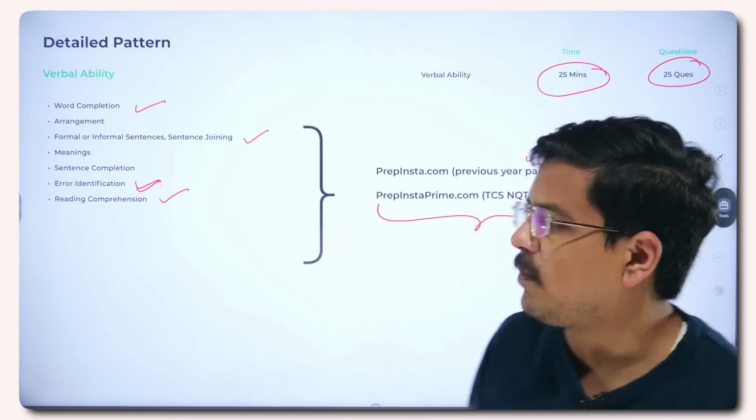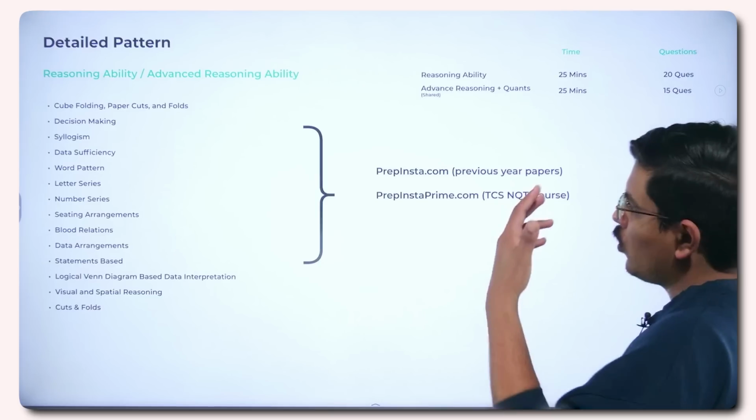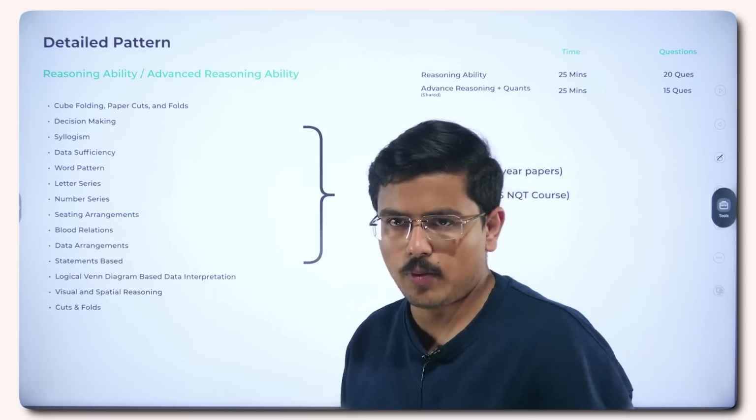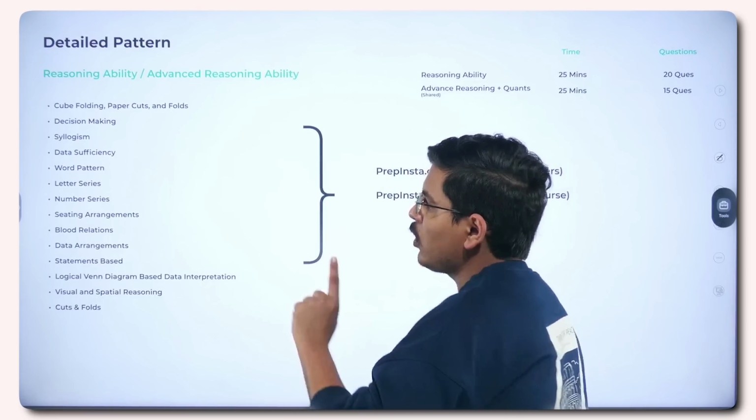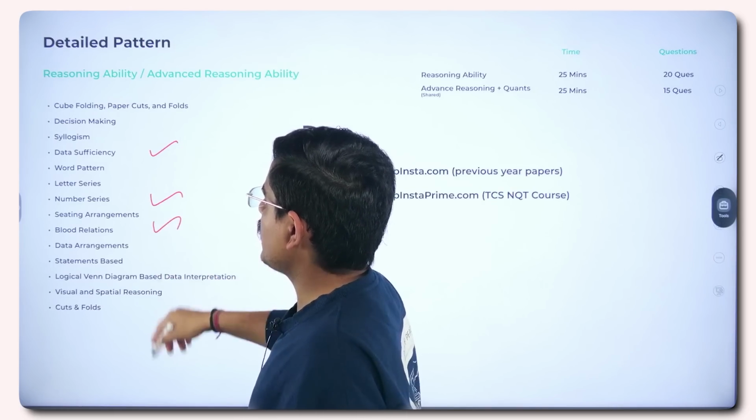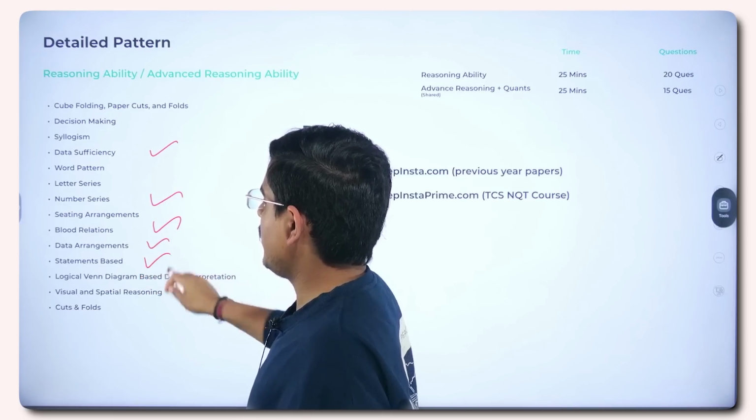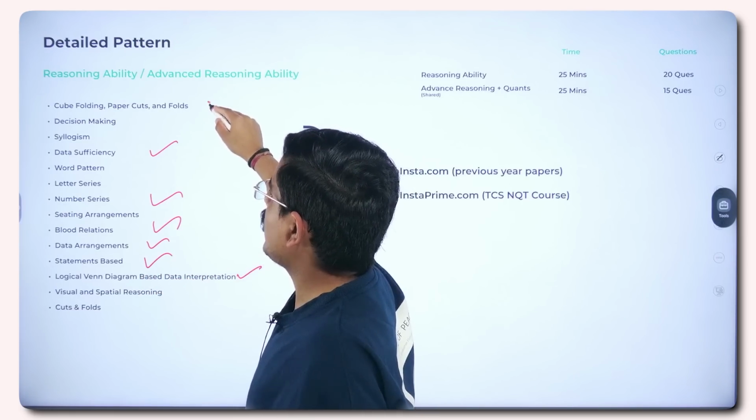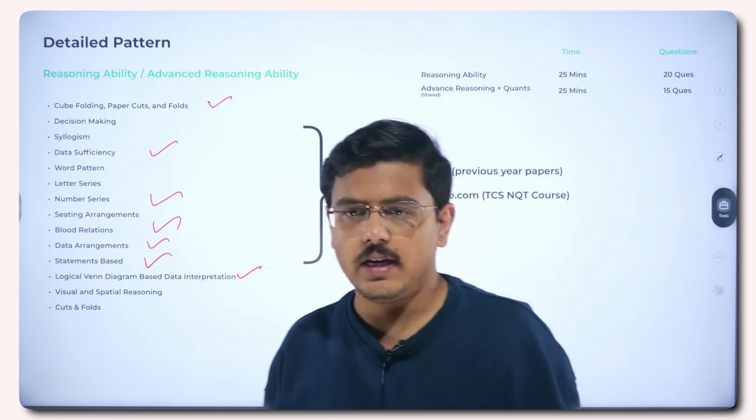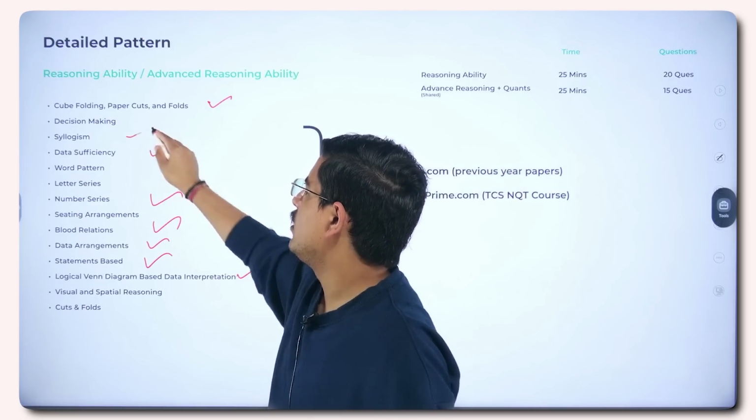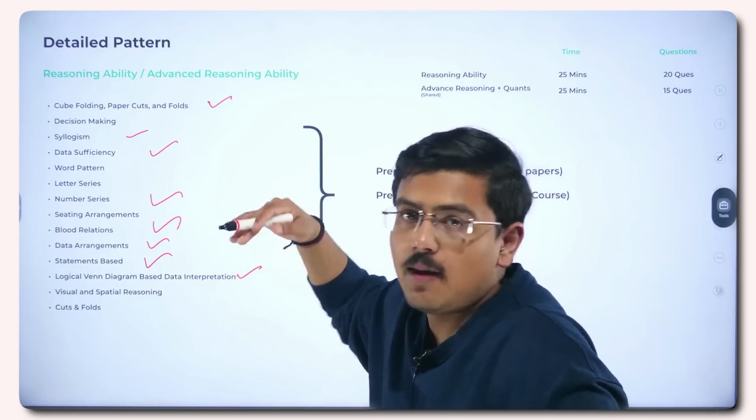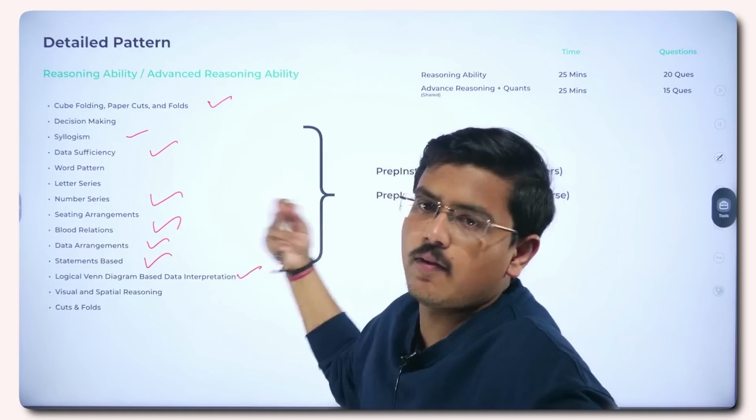So that is the way to study verbal. Then you go to reasoning ability. All the topics written here are super important, but out of them, data sufficiency, number series, blood relations, data arrangements, statement based, logical Venn diagram, and cube folding are very, very highly asked topics in TCS. Even syllogism I would tick for this. I'm not saying that you leave other topics. I'm saying first cover these topics and then cover the other topics.